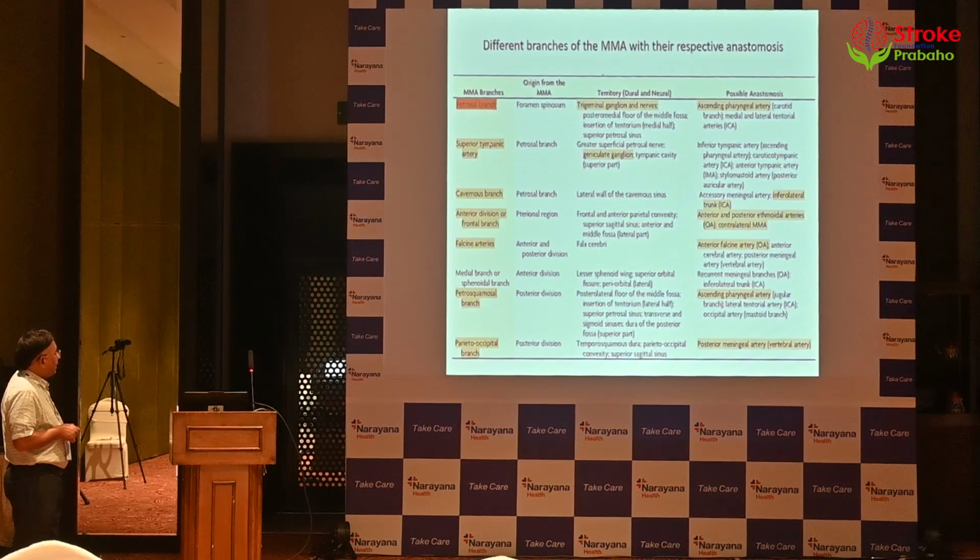Then the superior tympanic artery supplies the geniculate ganglia. So the seventh nerve is also supplied by the middle meningeal artery. So fifth and seventh, these cranial nerves are supplied by the middle meningeal artery, and particularly when you are planning to embolize, you have to be careful that sometimes you may develop seventh nerve palsy or fifth nerve palsy.